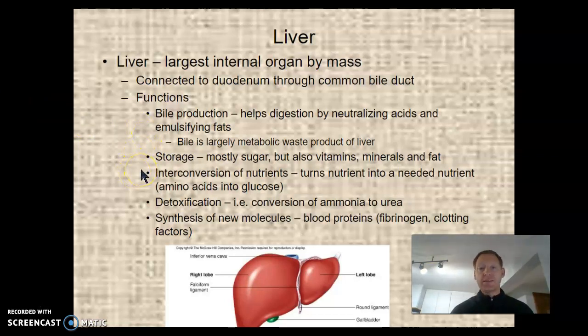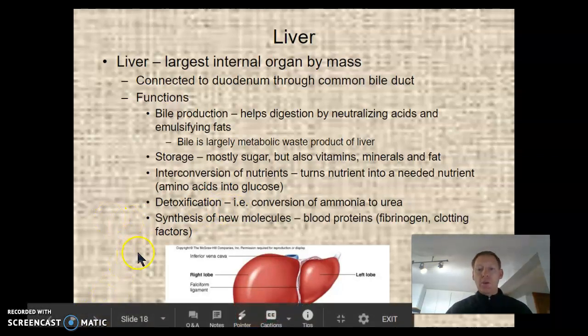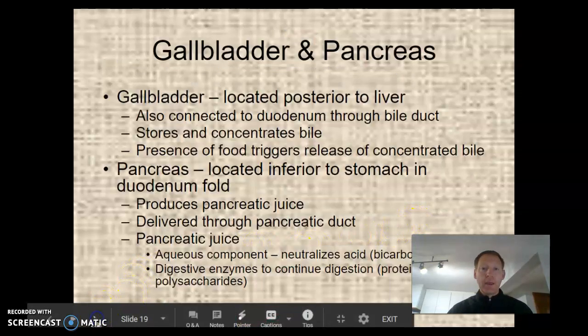The other things it does is it stores lots of minerals and fats. It's very high in glucose and all kinds of things. We use the liver to interconvert nutrients. If you're low on a particular nutrient, you're able to use whatever you do have and turn it into something else. It also detoxifies, and it takes ammonia and turns it into urea. That's what's in your urine. And then we produce other chemicals like fibrinogen and clotting factors, which are important in your blood clotting.